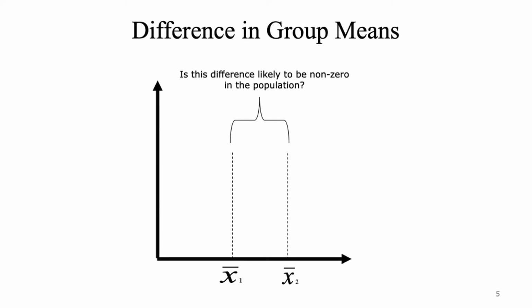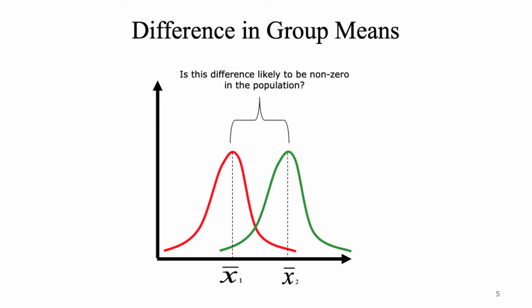So the difference in group means between these two samples could look like this. So we have the red distribution. We have X bar sub 1. X bar is the mean score in sample 1. X bar sub 2 is the mean score in sample 2.